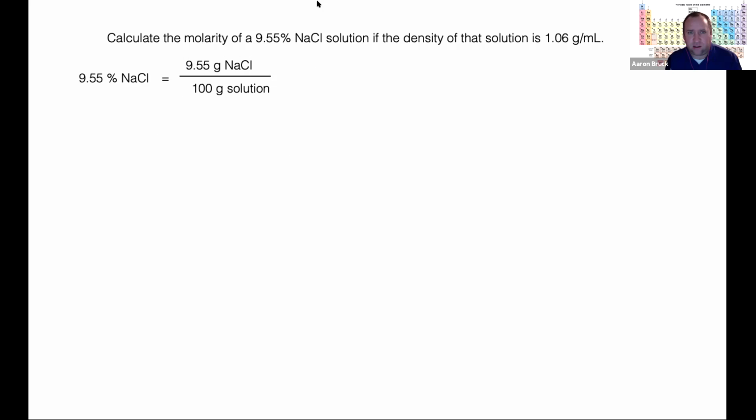Density. Density is equal to mass over volume. Now, what we have to remember about density is that the mass and the volume are of the same substance. And the substance in this case is the solution. So in terms of this particular problem, what we mean is that we have 1.06 grams of solution for every 1 milliliter of solution.